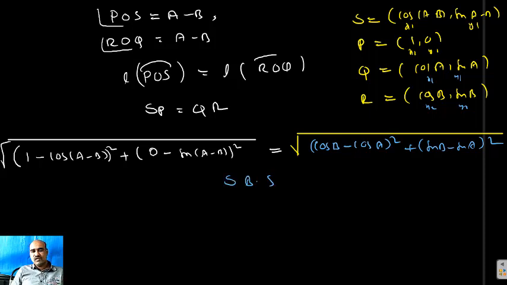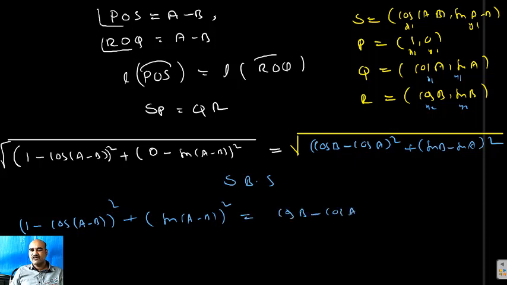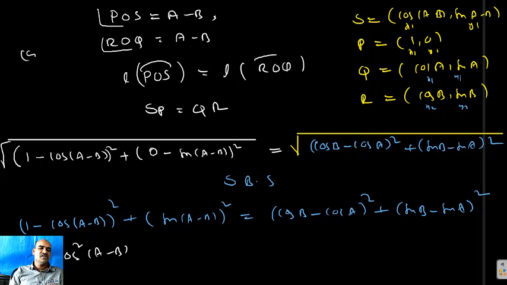Squaring on either side, so what we will get? I will write 1 minus cos of A minus B whole square plus sin of A minus B square, because 0 minus something, that one only, equal to cos B minus cos A whole square plus sin B minus sin A whole square. Now I want to split this, students. A minus B whole square, A square means 1 plus B square means cos square of A minus B, can write. Already you know that cos theta whole square is nothing but cos square theta, sin theta whole square is nothing but sin square theta, that is not a big issue.